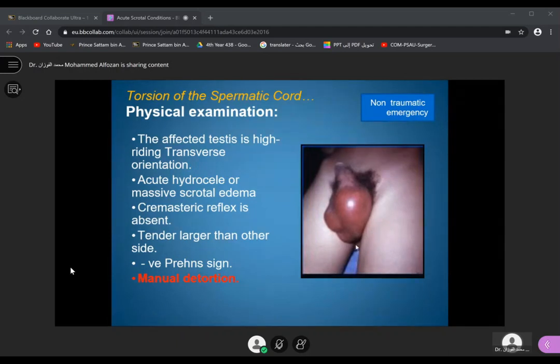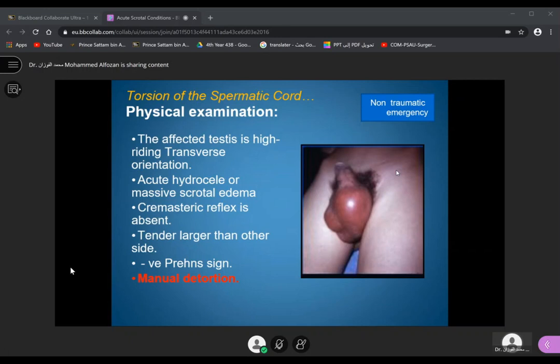So passing your finger gently on the skin in the inner thigh on the same side, in the normal testis, it should go up, providing that the patient is relaxed and not tense. Also in the examination, you will feel tender and larger than normal side. This can happen also in orchitis.